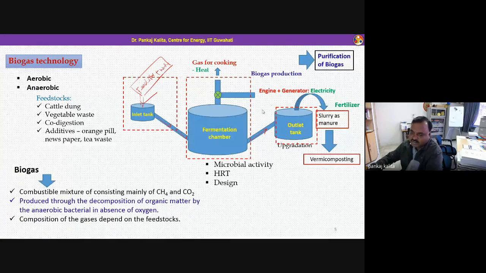So biogas, as you already know, is a combustible mixture of constituents, mainly methane and carbon dioxide, and it is produced through the decomposition of organic matter by anaerobic bacteria in absence of oxygen. The composition of this biogas depends on the feedstock, okay, the kind of feedstock you use.